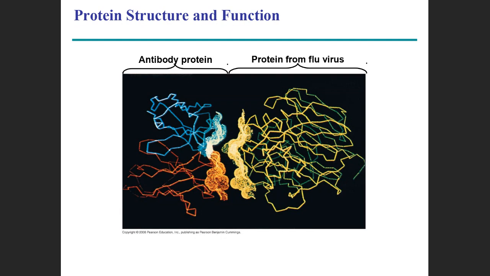And since there are countless millions of potential antigens out there, we all have the ability to produce millions of unique antibodies, each one specific to one type of antigen. And that's because of the chemical bonding that occurs between the antibody and the antigen. So structure and function, and the chemical bonding that occurs.